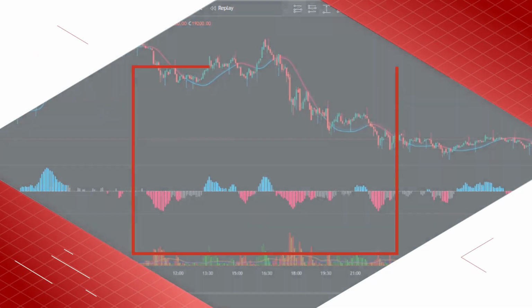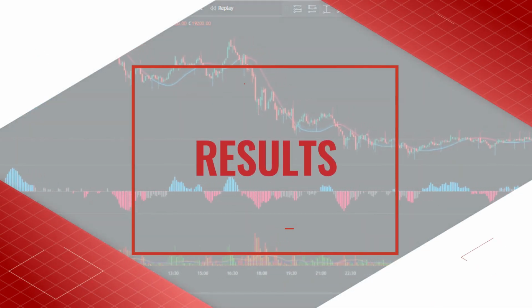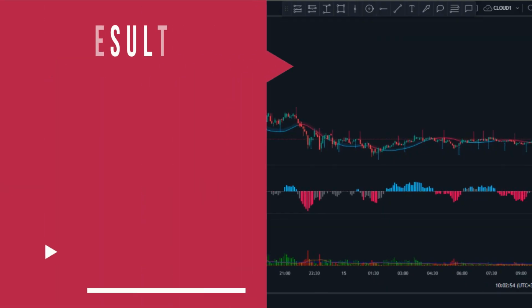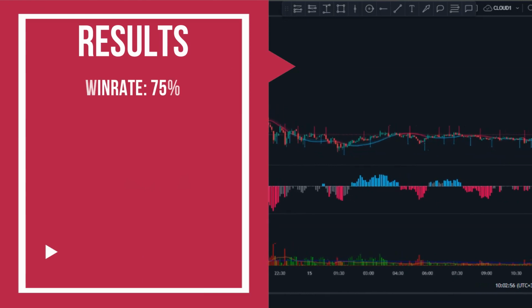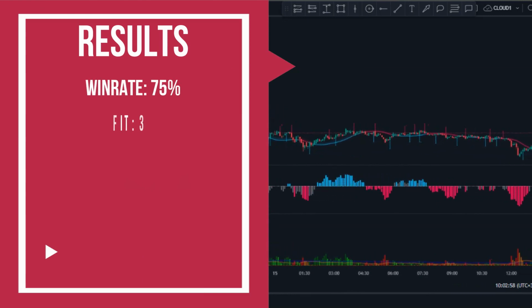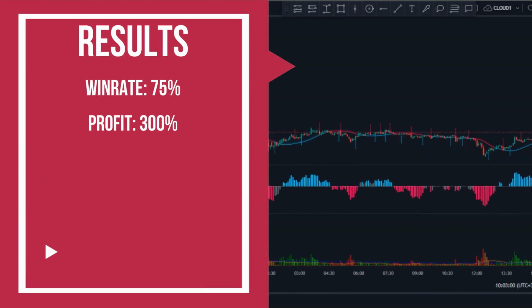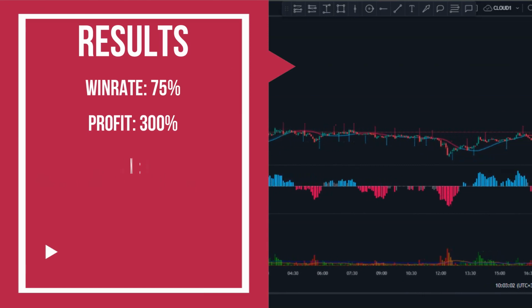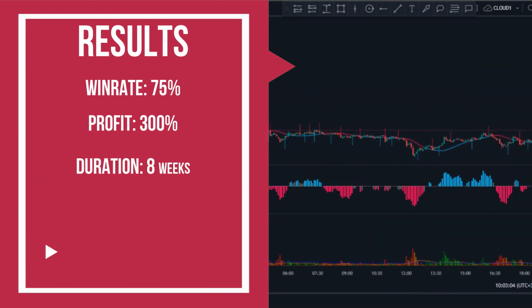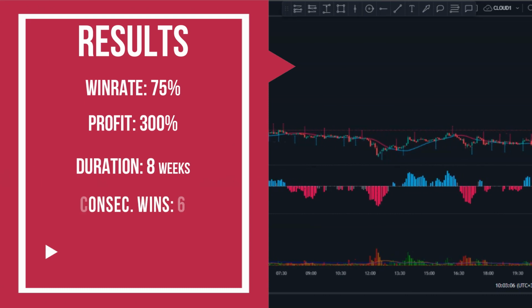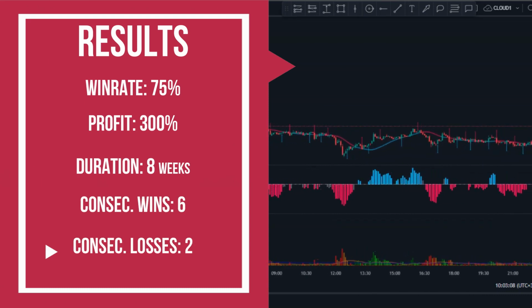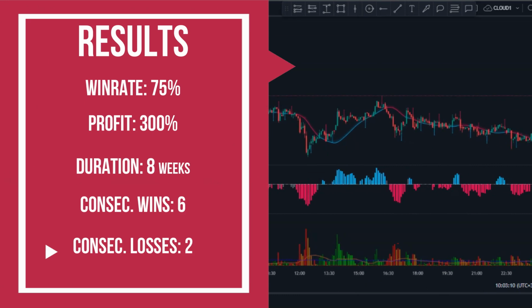Alright guys, I did the back testing for 100 trades, and here's the result. The win rate of the strategy was 75%, and we could increase our balance by 300%, which is absolutely amazing. I found those 100 setups within 8 weeks, and we had 6 consecutive wins against 2 consecutive losses during the back testing, which is amazing.